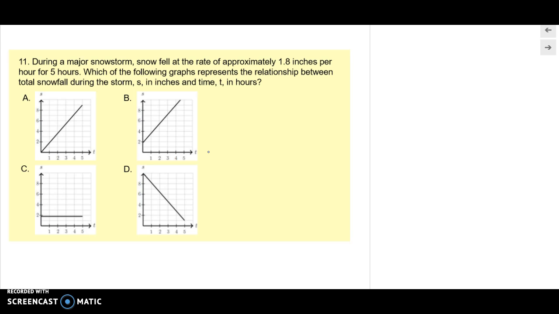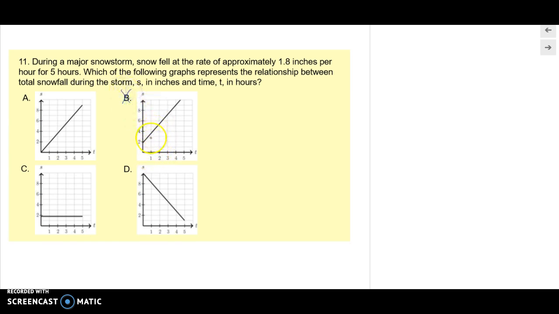If the storm has just started, there's no snow on the ground yet. So in theory, we should start at a height of 0, and you might be leaning towards the correct answer already, which would be A. But if you're not, we can also double check some various points here. If it's falling 1.8 inches per hour, we know after 1 hour, we should be at about 1.8, maybe just slightly short of 2. So if I go to a t coordinate of 1 and follow that up, I've got about 1.8, and C also follows that as well.